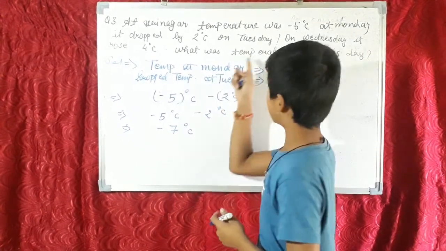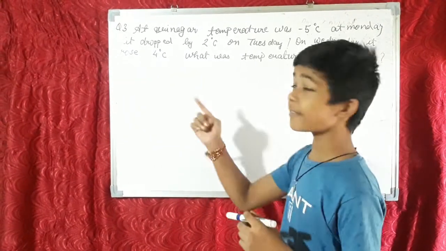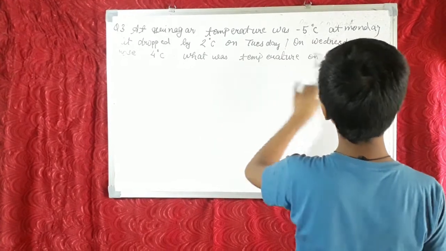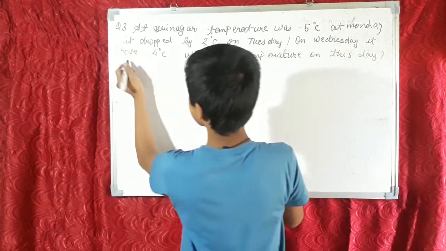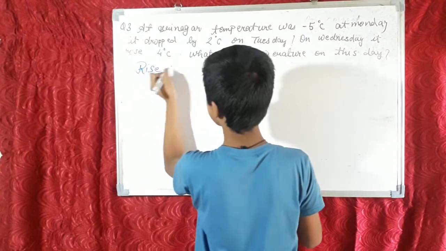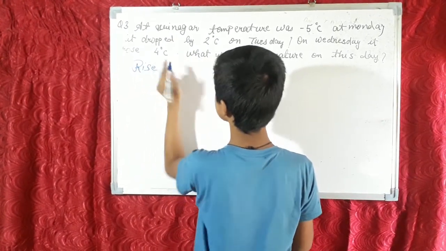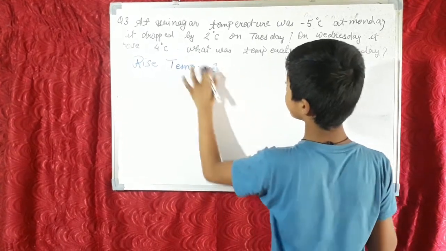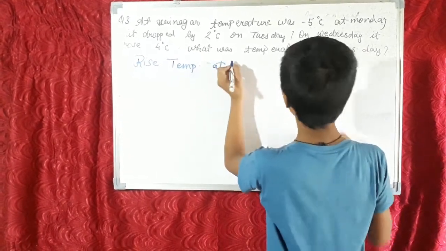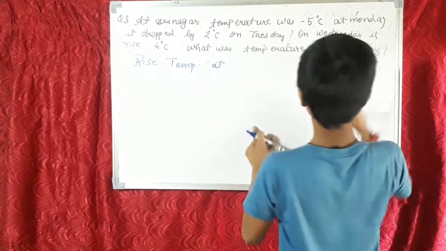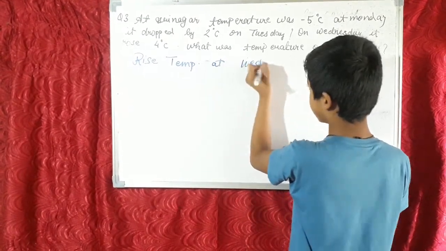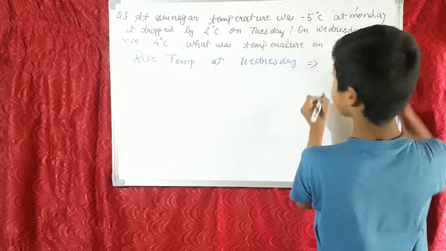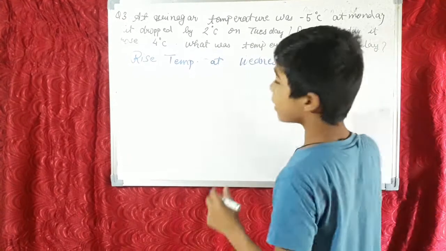Then we will solve Tuesday also. So friends, now we will see our third question. At Srinagar, temperature was minus 5 degrees on Monday. We have done that. So now we will write rise in temperature. We will write here rise in temperature at Tuesday, which we have taken out. Now we will write here Wednesday. Okay, Wednesday. Now what? 4 degrees Celsius is the rise, and we have taken out the temperature.